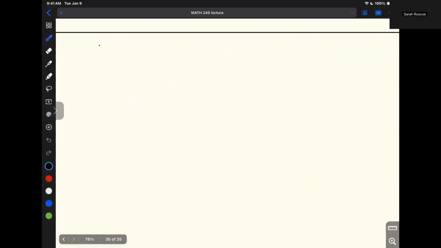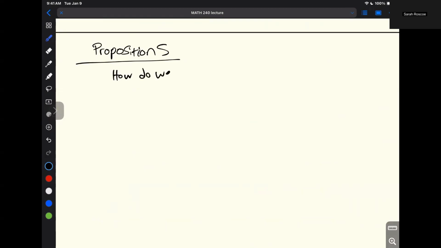And so we're going to start by talking about propositions. And the key question with propositions is, how do we make a logical statement? So we want to be able to say something and say that that thing is either true or false. And so we define that as a proposition.